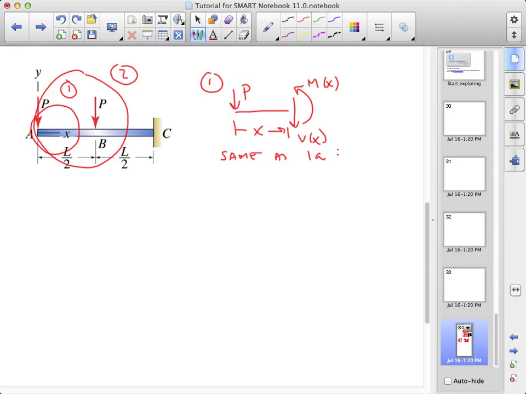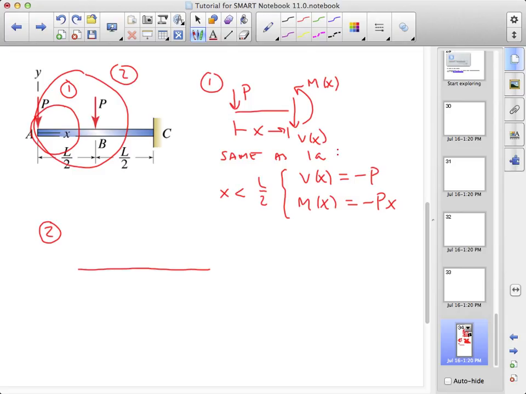That is, we know that for x less than L over 2, V of x is minus P, and M of x is minus Px. The second set of free body diagrams look like this.